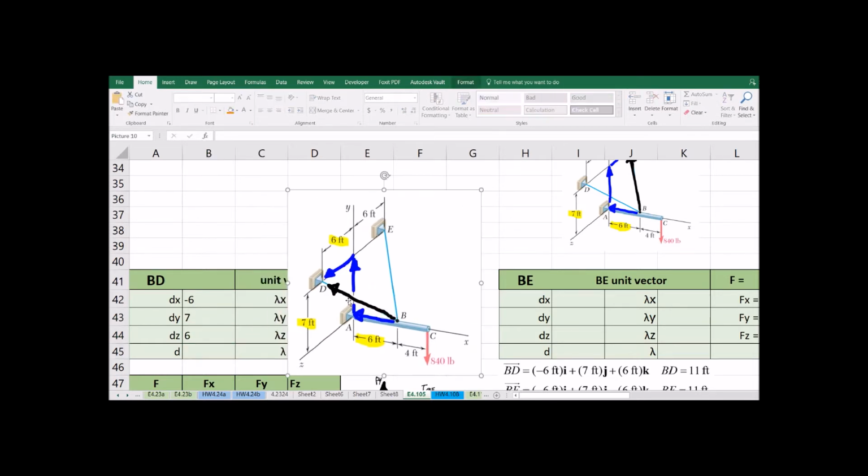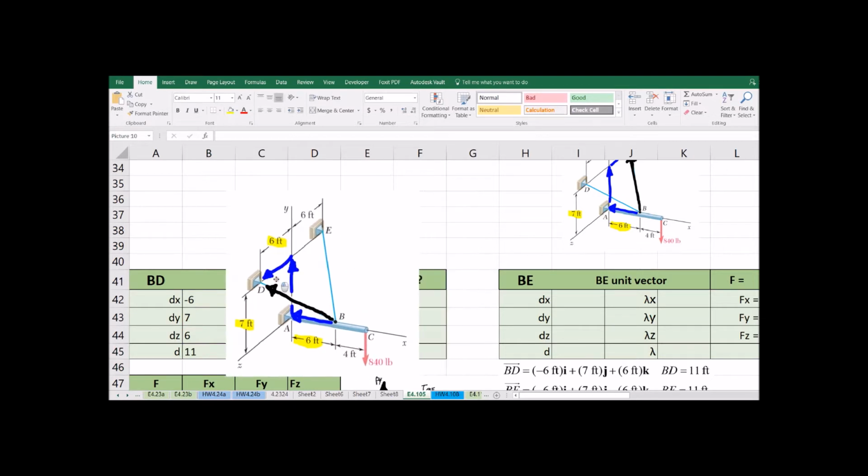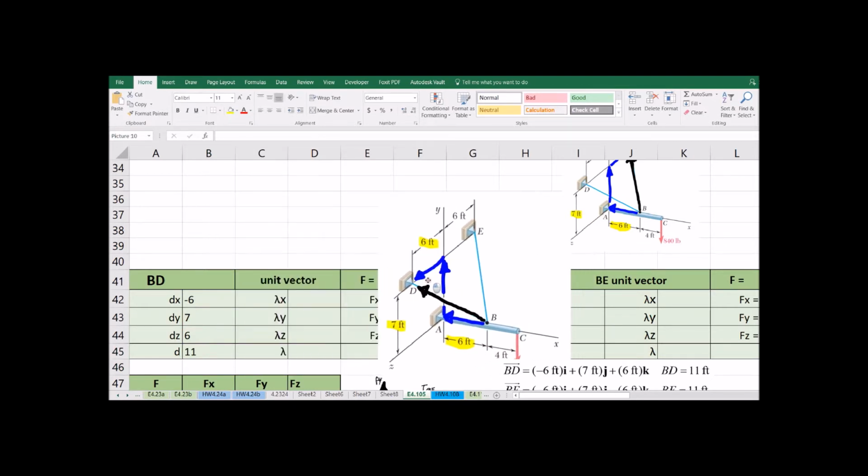And then the overall length of that cable, the overall distance between B and D, we're going to just say equals square root of dx squared plus dy squared plus dz squared. Okay, so there's the overall length of the cable. Now we have to turn those lengths into a unit vector, and all we're doing here is just seeing what fraction of the length is in the x direction. I'm going to add dollar signs with F4 so I can copy this equation down.